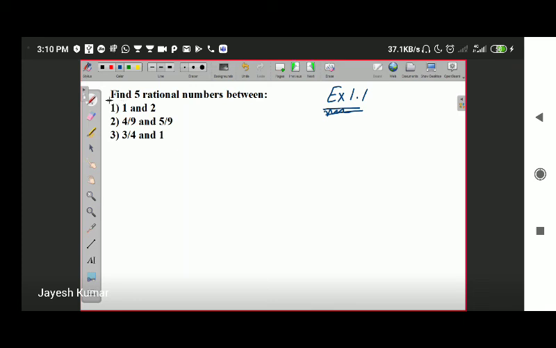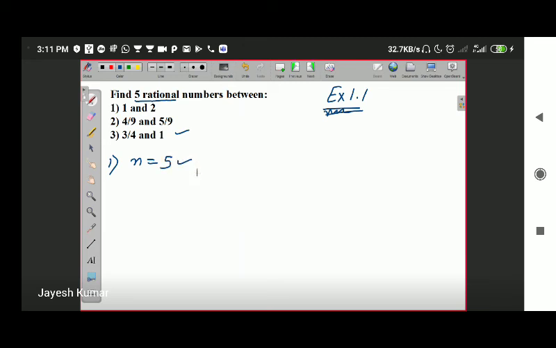Let's discuss. Find five rational numbers between 1 and 2, between 4 by 9 and 5 by 9, and between 3 by 4 and 1. The approach that we are going to use is quite simple. We are going to use the same approach for every type of question. For our approach it is very important that the denominators of the numbers should be the same. Let's take the first question. We have to find five rational numbers, so here we have the value of n as 5.